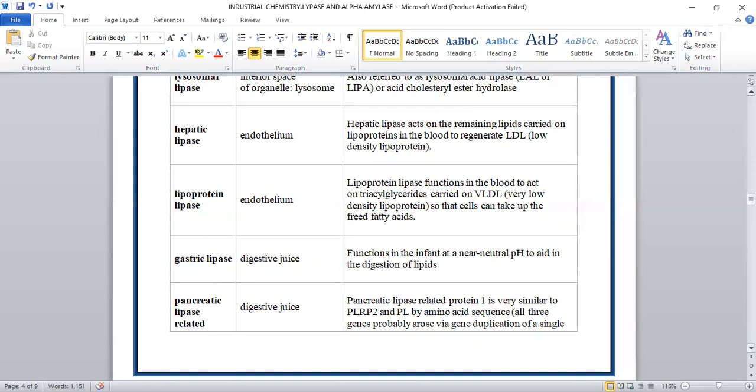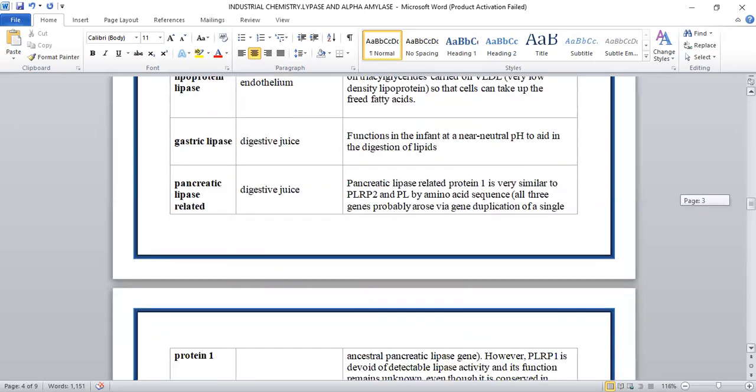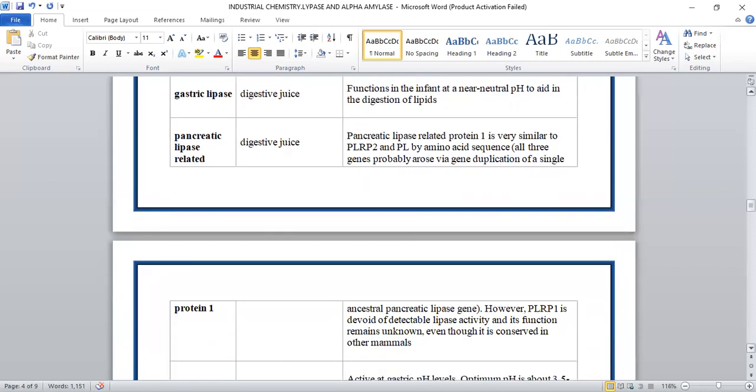So gastric lipase is present in digestive juice, and pancreatic lipase related protein 1 is also present in digestive juice, but their workings are different. Gastric lipase functions in the infant at a near neutral pH to aid in the digestion of lipids, but below 1. Pancreatic lipase related protein 1 is very similar to PLRP2 and PL by amino acid sequence. All 3 genes probably arose via gene duplication of a single gene. However, PLRP1 is devoid of detectable lipase activity and its function remains unknown even though it is conserved in other mammals.